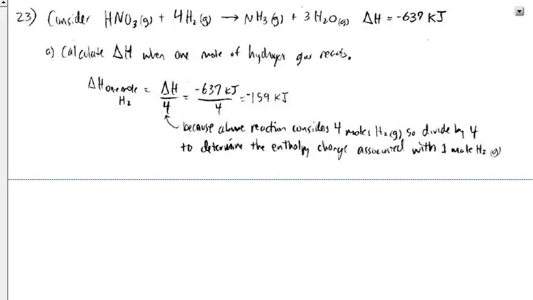All right, let's take a look at problem 23. Problem 23, you're dealing with a reaction of nitric acid with hydrogen gas to make ammonia and water, and this particular reaction releases 637 kilojoules when this reaction goes. So they want the enthalpy change. Now we're dealing with a state property, not just heat. They want the enthalpy change when 1 mole of hydrogen gas reacts. Well, if you look at the equation, 4 moles react there, so you need to take that enthalpy change divided by 4, and that's how much energy would be released when only 1 mole of hydrogen reacts.